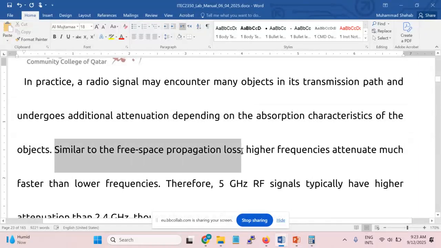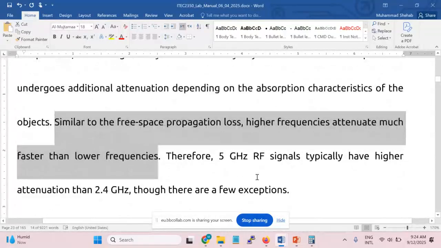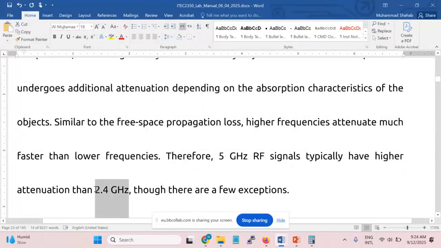Similar to the free space propagation loss, higher frequencies attenuate much faster than lower frequencies. Higher frequencies like 5 GHz attenuate more than 2.4 GHz. So 5 GHz is a higher frequency than 2.4 GHz. When I say higher frequency, it means the signal is faster, but the wavelength is smaller.